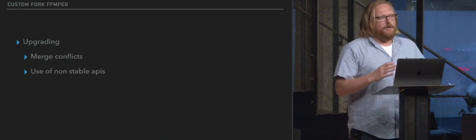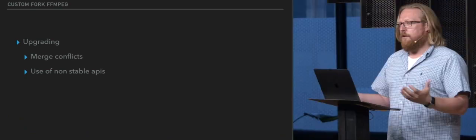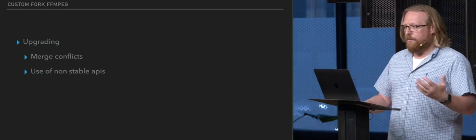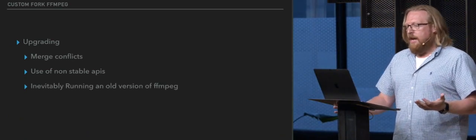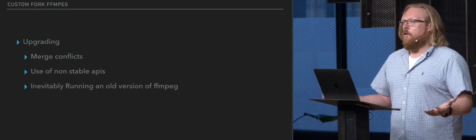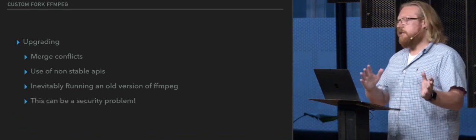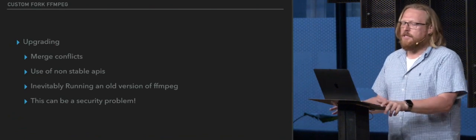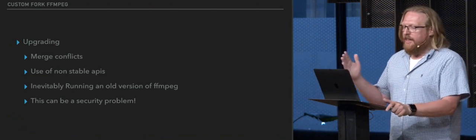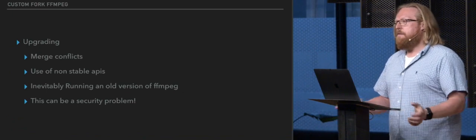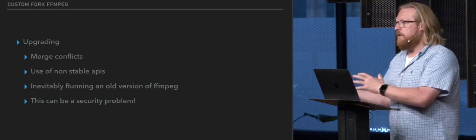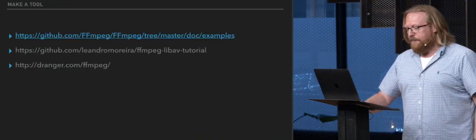You oftentimes in this case start using unstable APIs. Now the code doesn't even compile, even once you resolve the merge conflicts, which means you're inevitably running an old version of FFmpeg. This leads to many security problems. There are security patches all the time in this system. So because of that, you're running an old version of FFmpeg, you're susceptible to these security flaws.